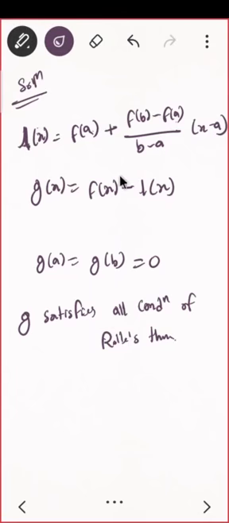Why? You just use the algebra of continuous functions. It is the product of two continuous functions. Actually, this is a scalar; actually, this is a linear function. It is continuous just by the algebra of continuous functions. You can see this g is continuous and it is differentiable again by the algebra of differentiability, and you have g of a same as g of b. So by Rolle's theorem, what happened? There exists a point c which belongs to (a, b) such that g dash of c must be 0. What is g dash of c?